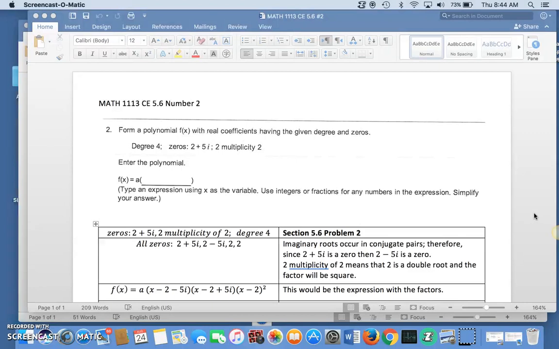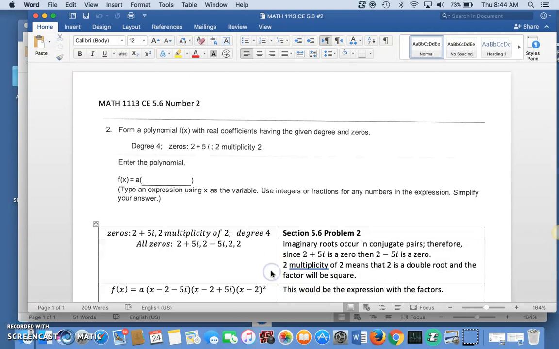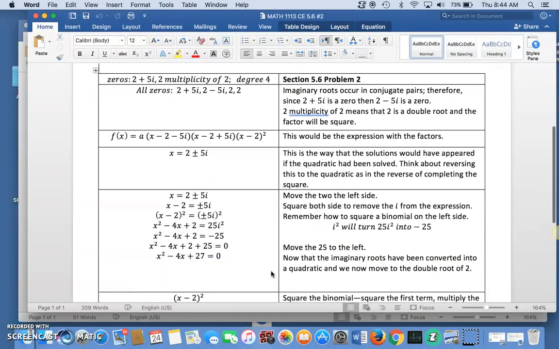What's going on here is that you're looking for a polynomial with the degree of 4. And you're given that you've got 2 plus 5i, so you know immediately that another 0 is going to be 2 minus 5i. You're given a 2 with multiplicity of 2, and that means it occurs twice. So as we begin to convert it into a factored form and try to start expanding it, this is what it's going to look like. Okay, this is what these look like.